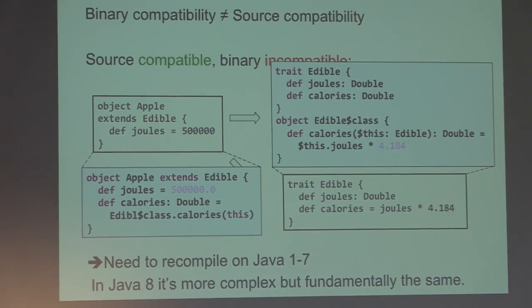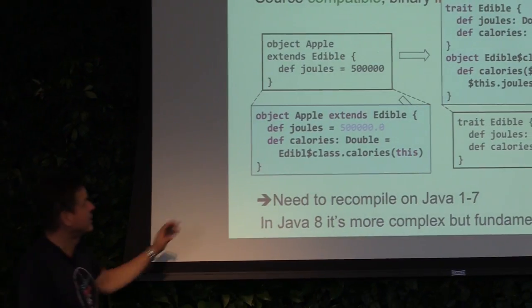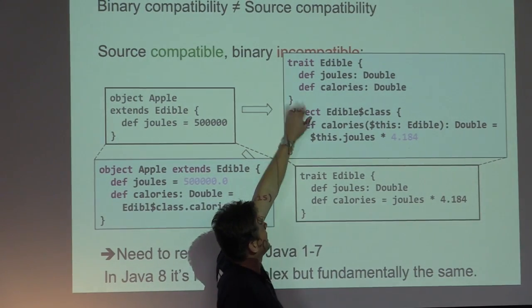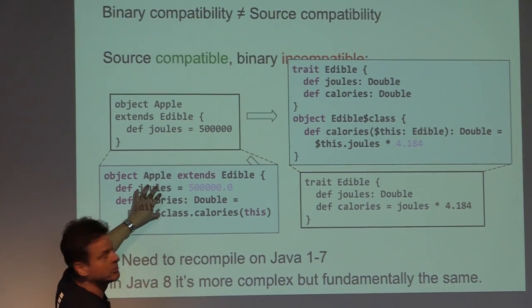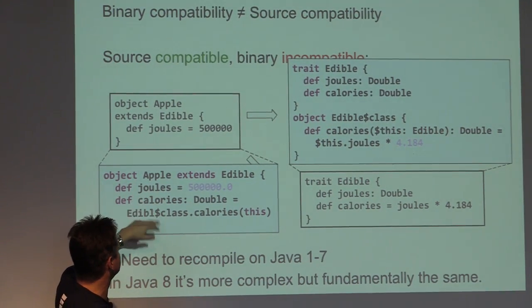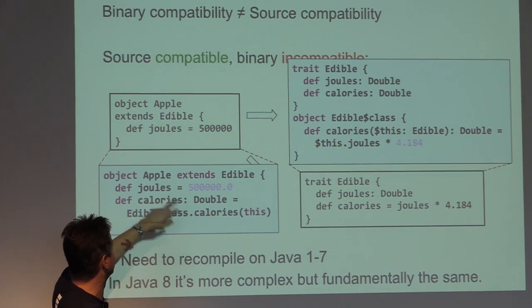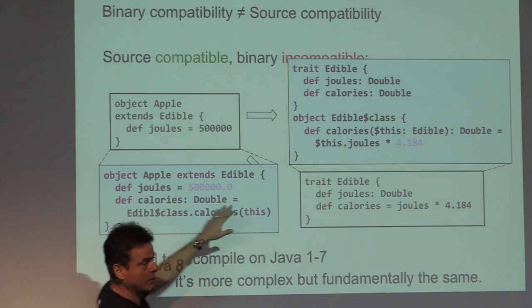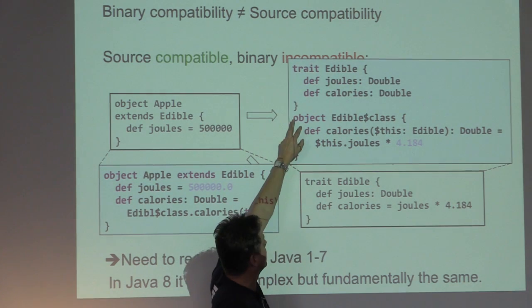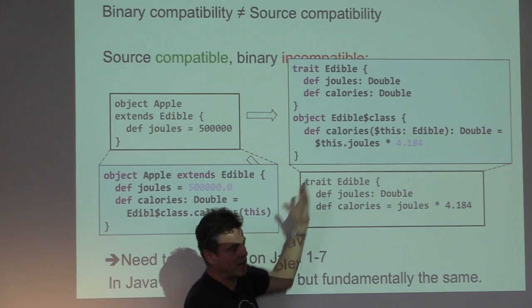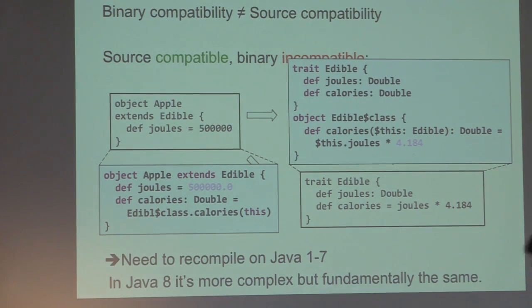So the big problem there is that if initially you didn't do this, so there wasn't a calories method, then of course the compiler wouldn't have done this. So it would just essentially create an object that defines the joules method, but not the calories method. And that would give you an abstract method error because, of course, seen from Java, this trait has two abstract methods, calories and joules.